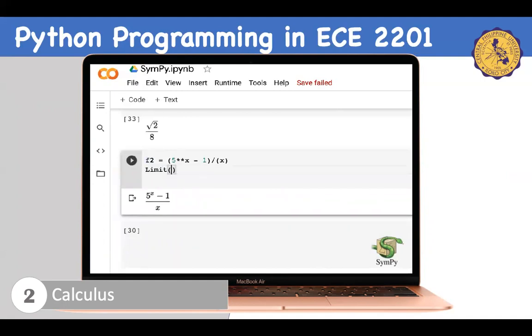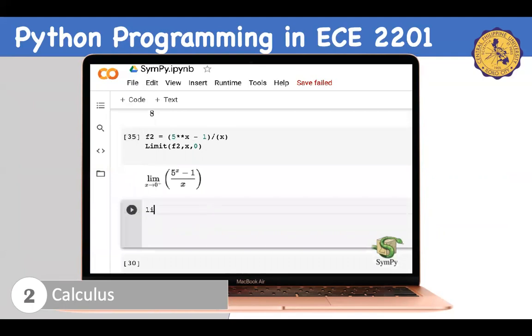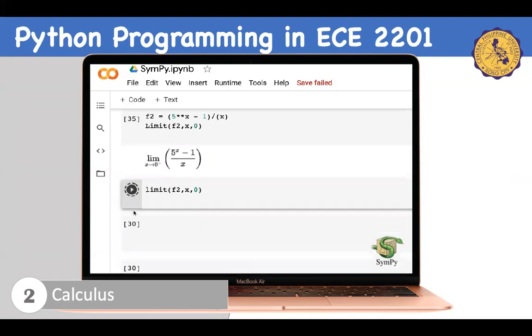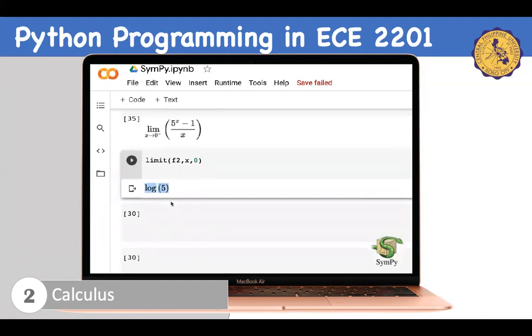Now we are going to create a problem here. Let's say the limit of f2 when x approaches 0. So we will display the limit. This is the limit of 5 raised to x minus 1 all over x as x approaches 0. Now to solve for this, we are going to use the lowercase limit of f2 comma x comma 0. Run the code and you have log of 5. Log means ln, take note of that. A log in Python means natural logarithm.